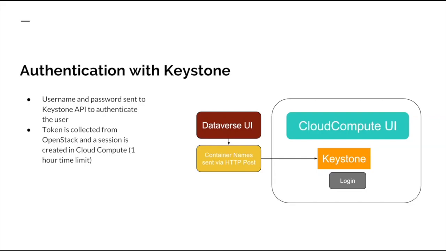The diagram in the bottom right shows the progression of events that a user must go through to log into our user interface. They go from the Dataverse UI, they select container names, those are sent to the CloudCompute UI, the login screen is presented, the user is authenticated, and then they can begin processing their data.